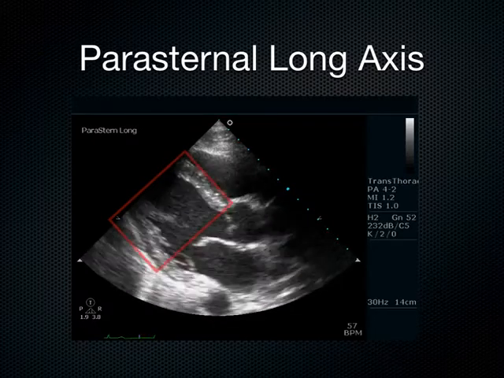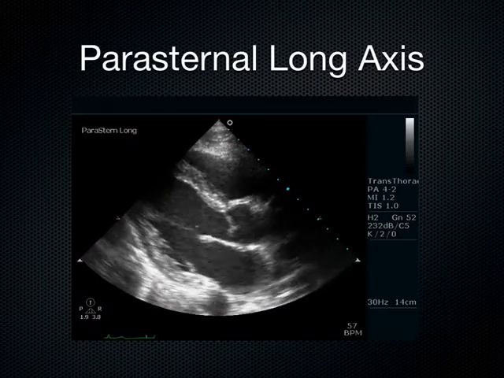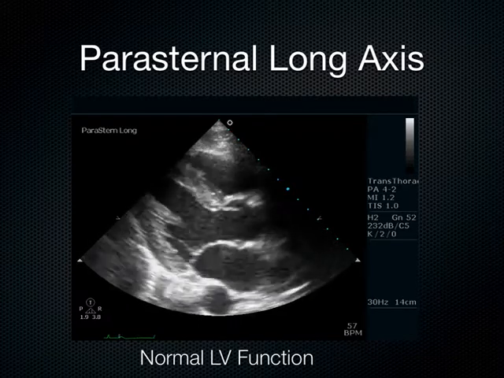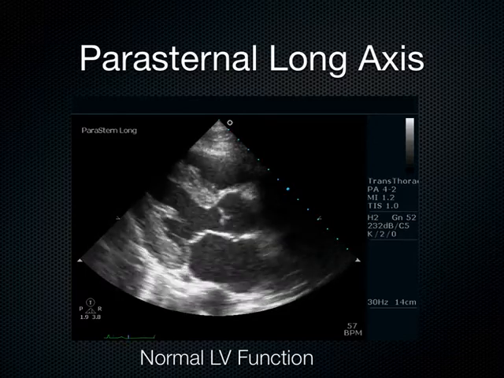So this person right here has got a normal LV function because of the motion of that septal leaflet hitting the septum of the heart and the septum and the posterior wall coming together.